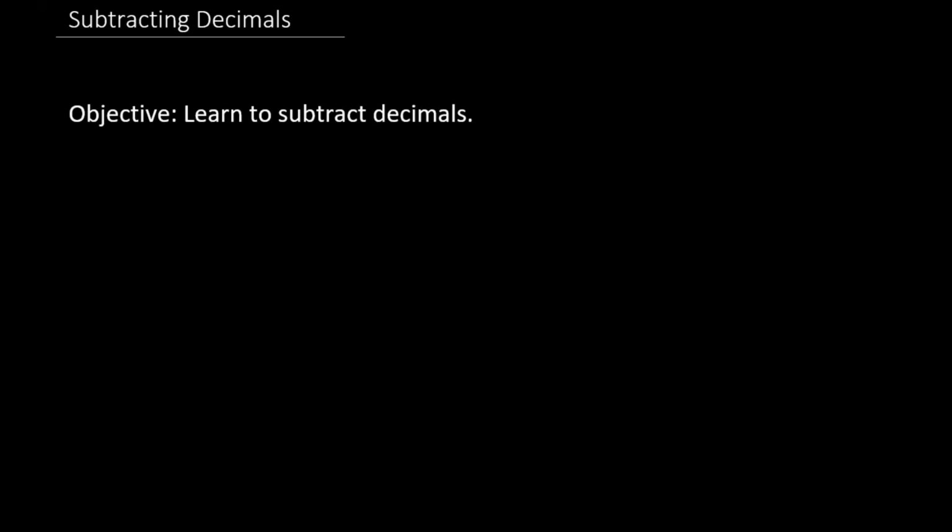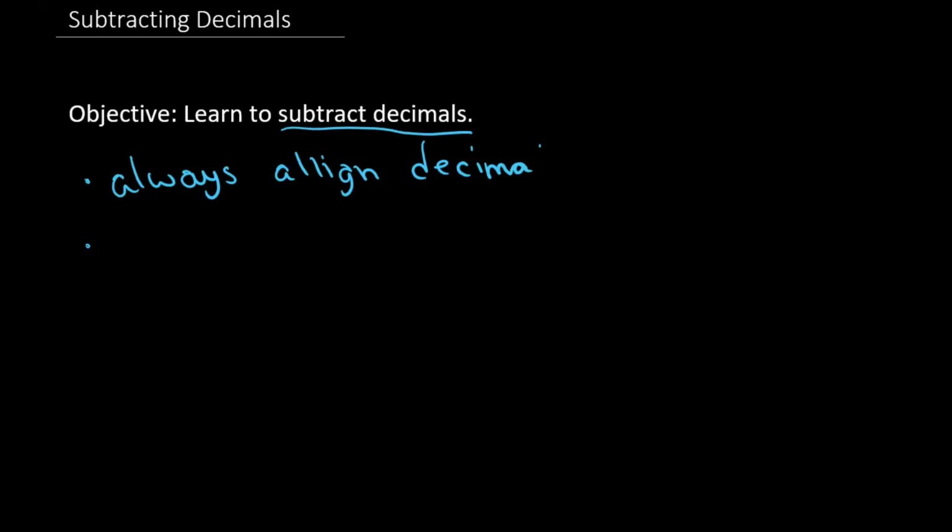The objective of today's lesson is learning to subtract decimals. Before we start off with examples, I would like to give you 2 pointers. The first one is always align decimal points. This might not make sense when I say it, but as we go through the problems it will make more sense.